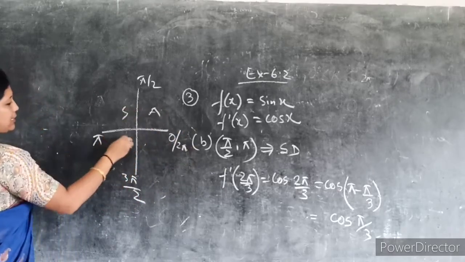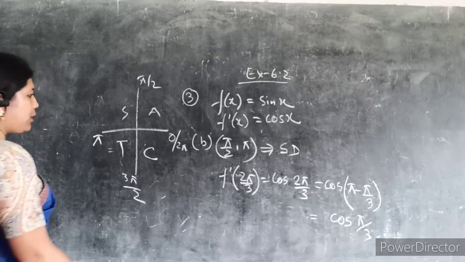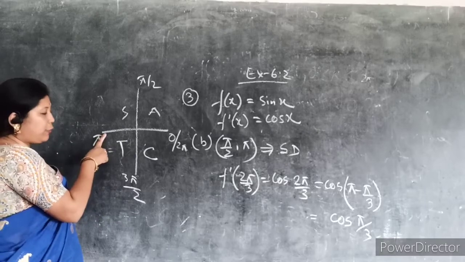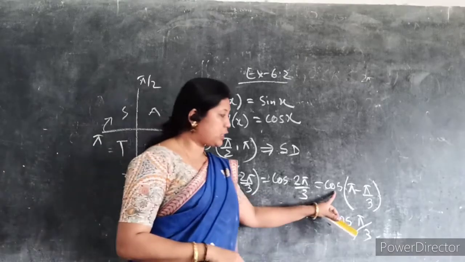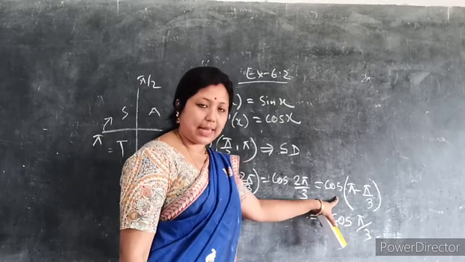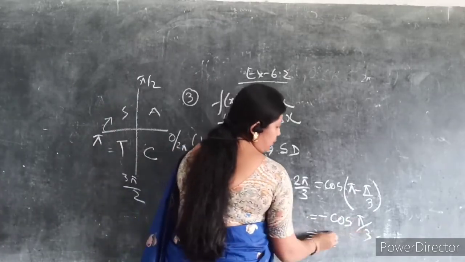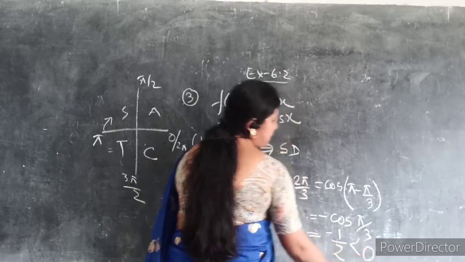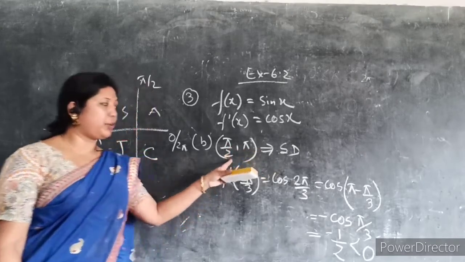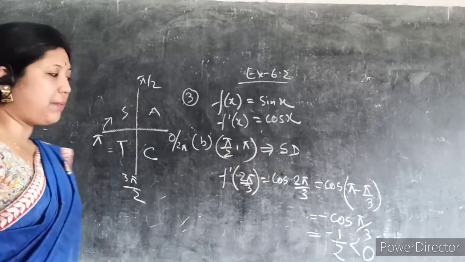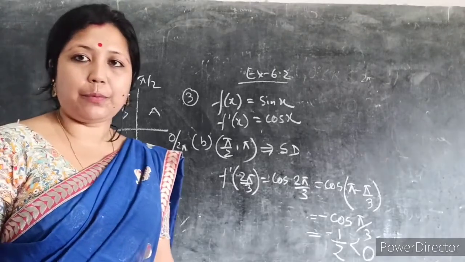You have to remember the ASTC rule. Here we take pi, and if you subtract, it will go to the second quadrant. In the second quadrant, your cos function is negative. That's why it will come as minus half, that means less than 0. That means when you take the second interval, pi by 2 to pi, your function output is coming to be less than 0. That's why it is strictly decreasing.